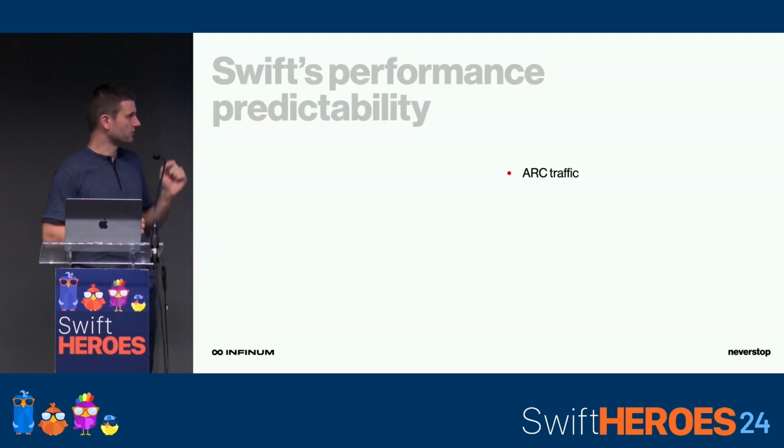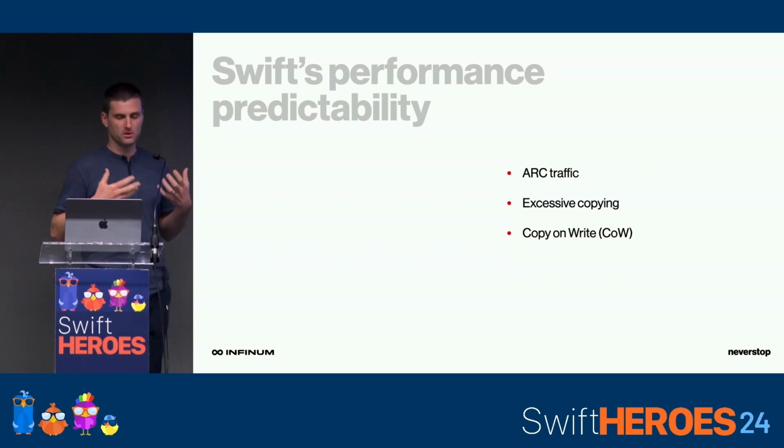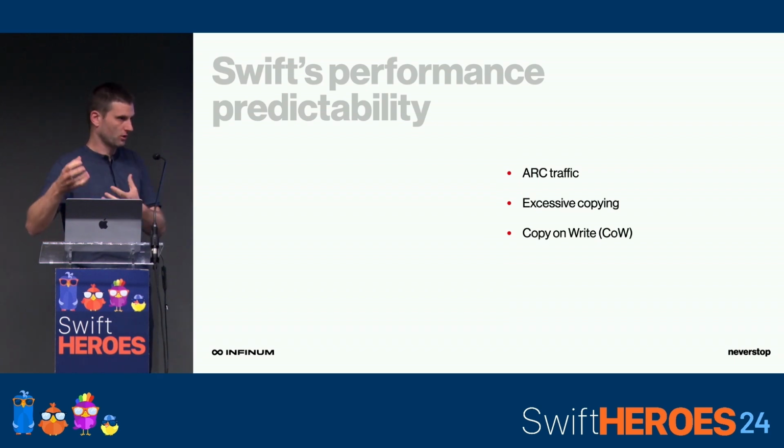So one is ARC traffic, automated reference counting traffic, which is what our previous example suffers from, as we'll see later. Another one is excessive copying, and the solution for excessive copying in Swift is generally to write copy-on-write data structures, which will not copy when you pass them around. Unfortunately, copy-on-write data structures do have value semantics, but they are reference counted, so they really suffer from the same problem as outlined in the first point.